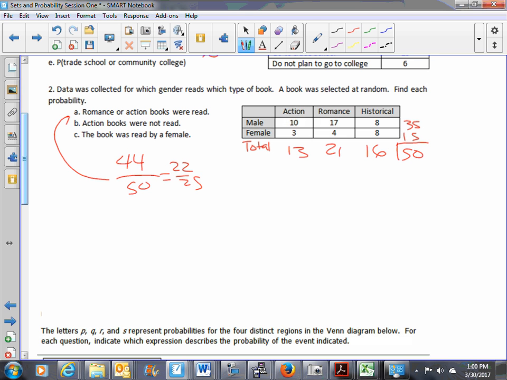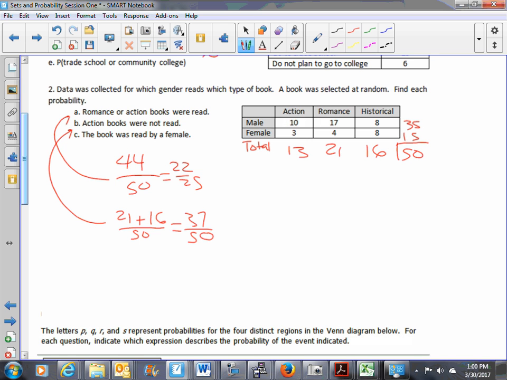The probability that action books were not read. Well, an action book not being read would mean that a romance or historical book was read. So that would be 21 plus 16 over 50, and that becomes 37/50. Nothing in common there, so that would be the answer to B.